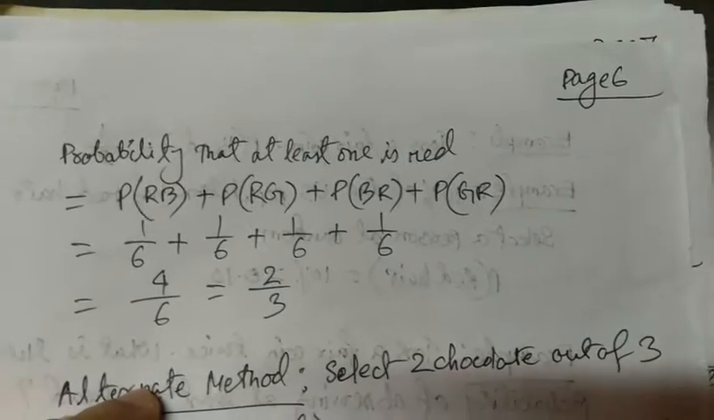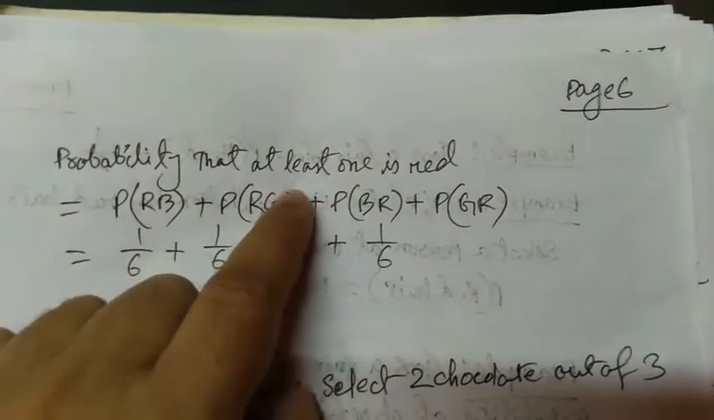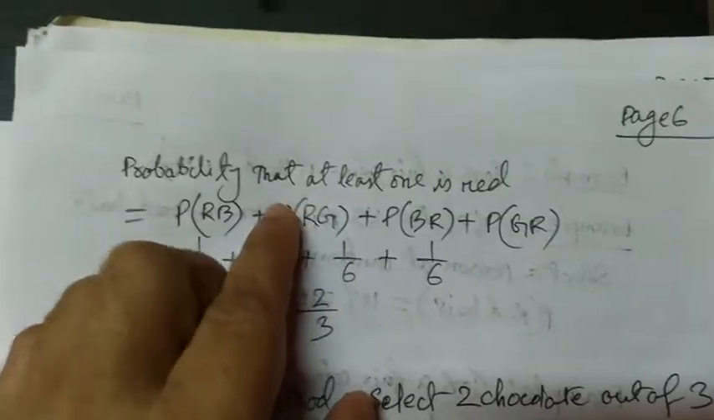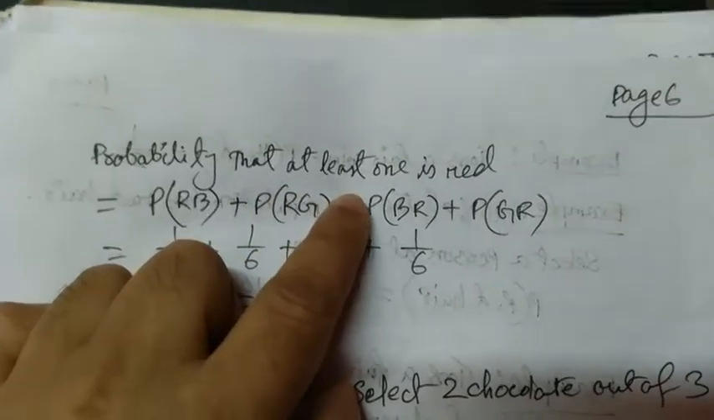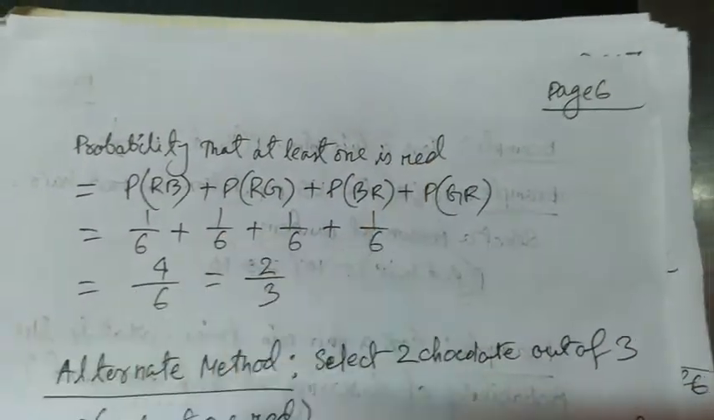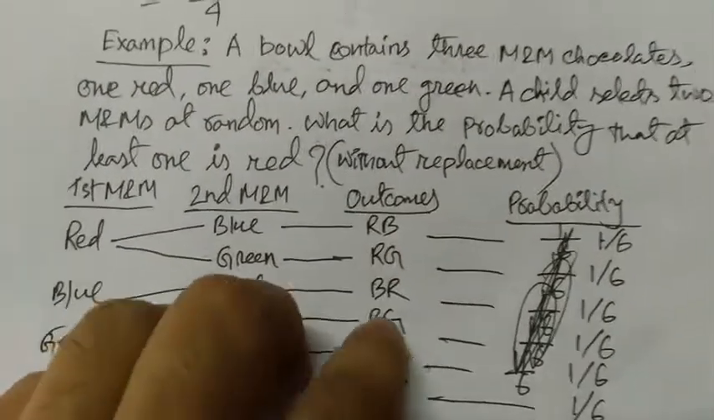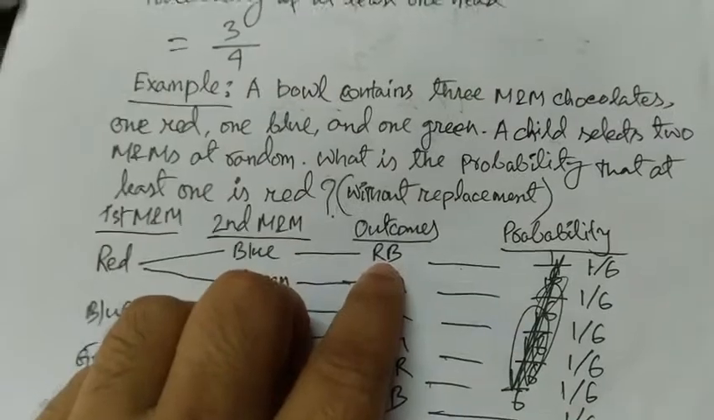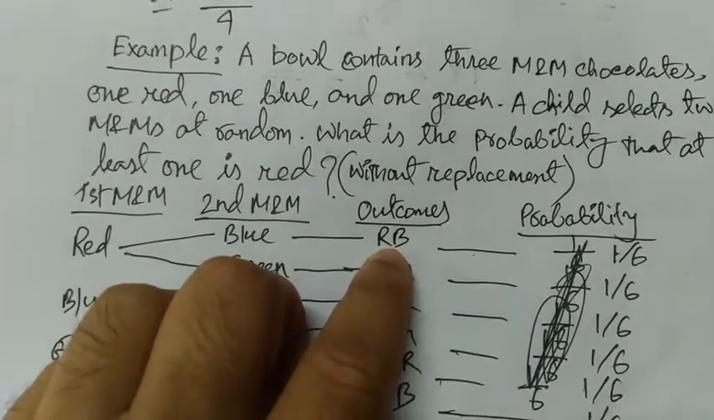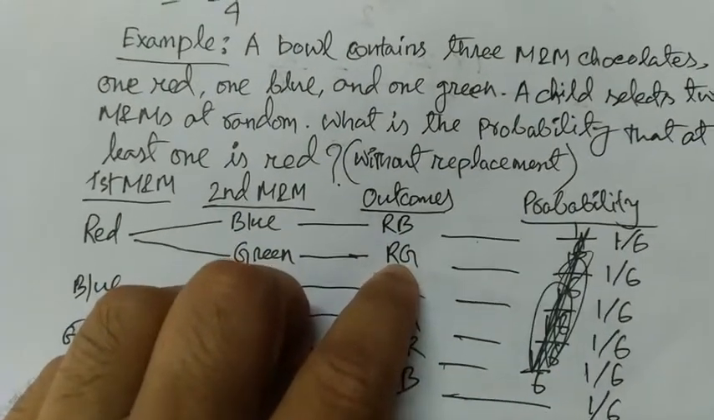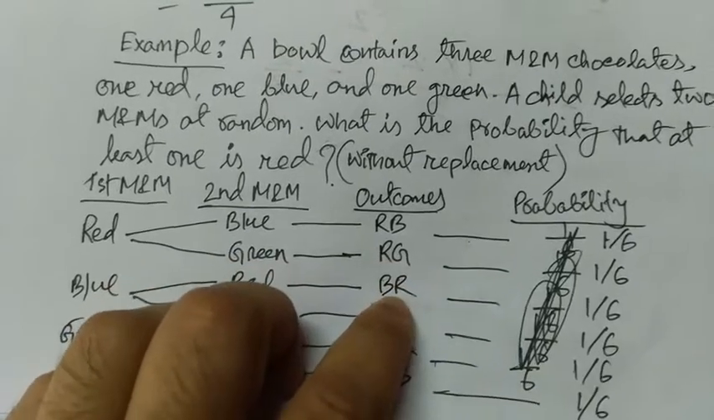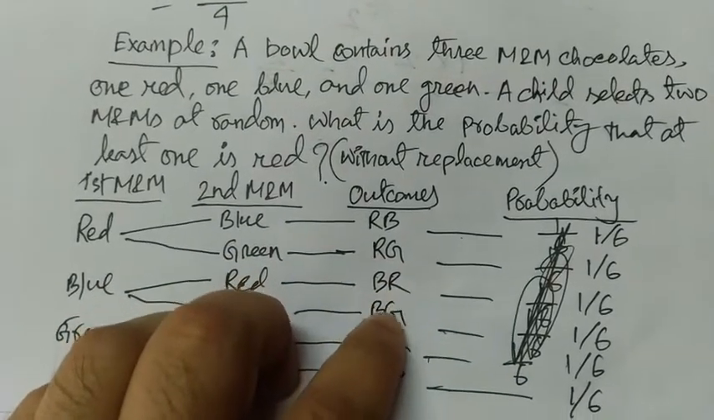Now let us move to the next page, page 6. The question was asking us to find the probability that at least one is red. As you can see from this tree diagram, this one qualifies because it has at least one red. This one also qualifies, it has at least one red. This one also has at least one red.